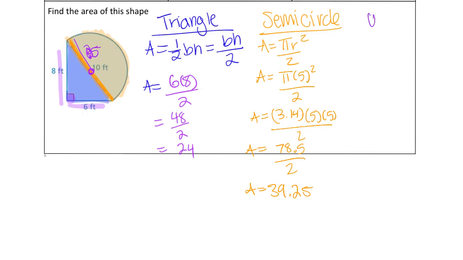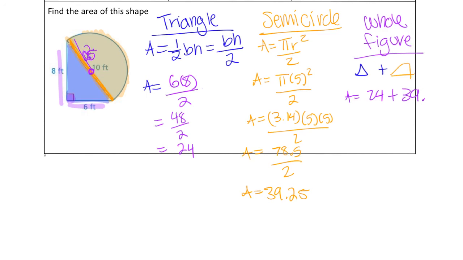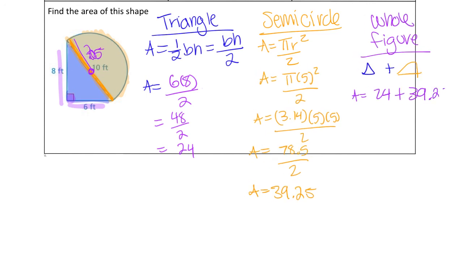Then the area for the whole figure, I'm just going to add the triangle plus the semicircle, which was 24 plus 39.25. And I got 63.25 square feet.